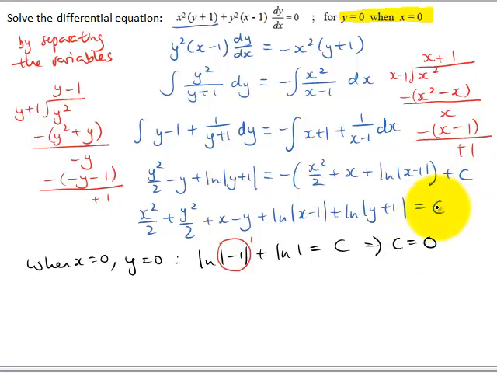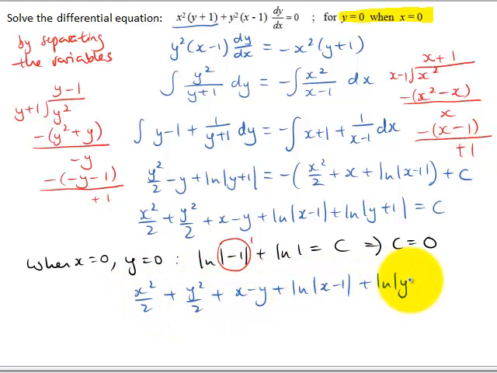So with c is 0, I just have to rewrite this whole expression again, where c is 0. If this half and this half bother you, you can multiply the whole expression by 2. But I will just call this my answer. This is my particular solution.